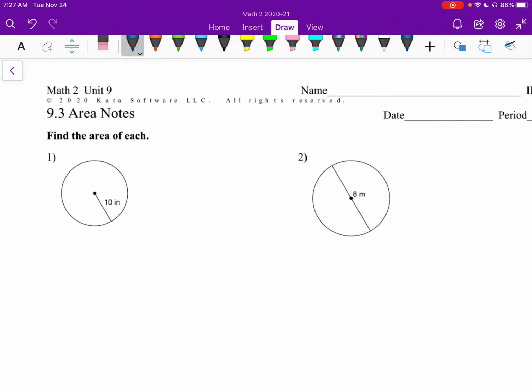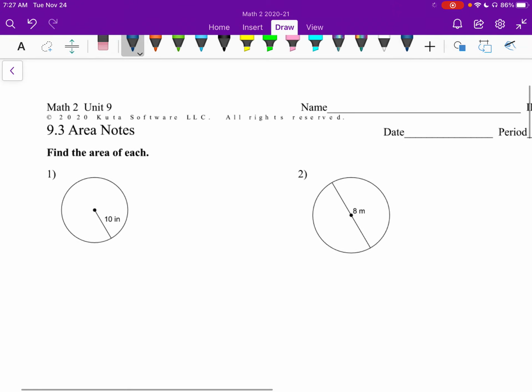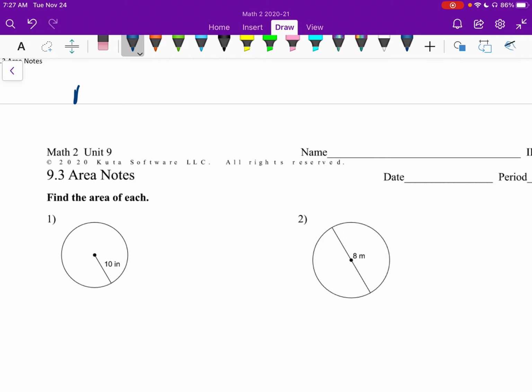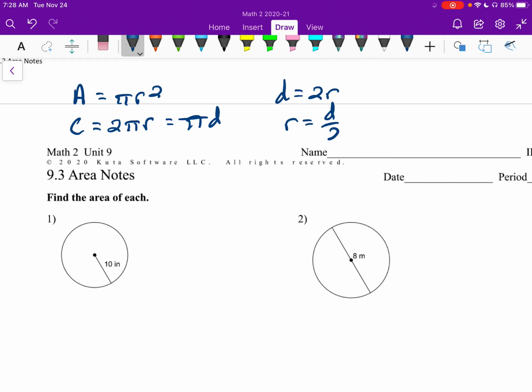All right, 9.3 area. A lot of this is review, but we're going to do some fancy algebra stuff with it. For starters, we need to know that the area is pi r squared, and the circumference, I think we're going to have to use that formula in here. Circumference is 2 pi r, or you could substitute in 2r for pi diameter. Either one is good with me. Remember that the diameter is 2 times the radius, or you could say the radius is the diameter over 2.